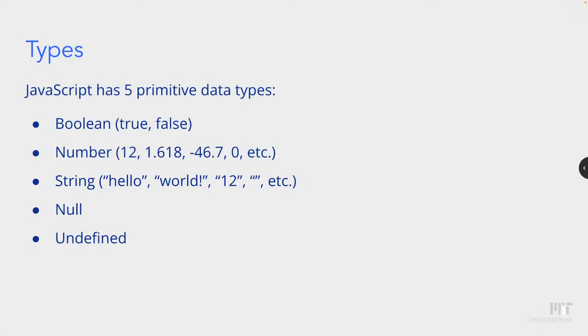Okay, so as an intro to JavaScript, it's very similar to a lot of other programming languages. It has types, and it has these 5 primitive types: the Boolean, the number, string, null, and undefined. A string is just letters or characters, and a number is a number, and so on.